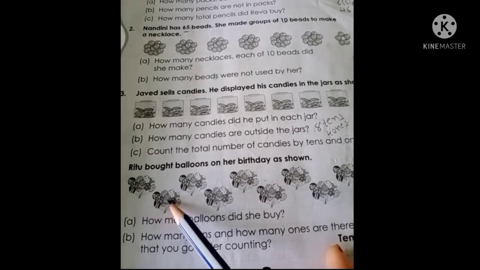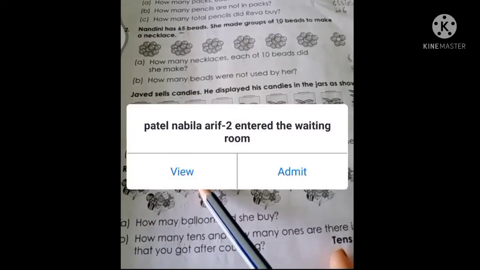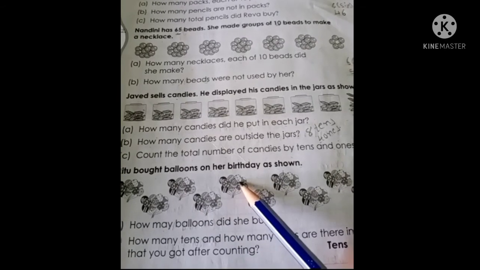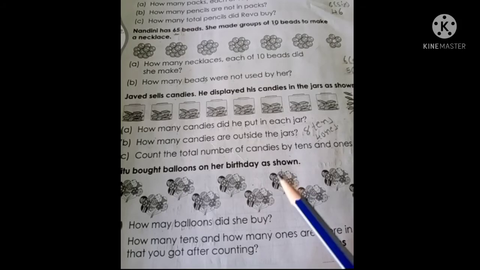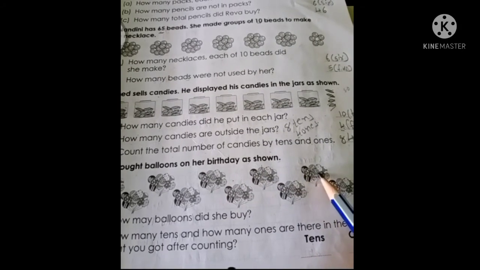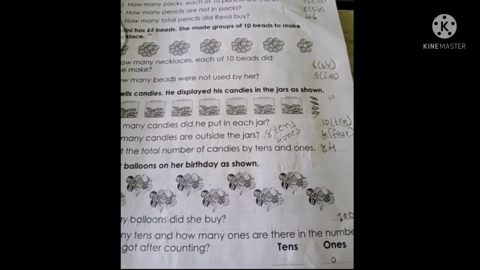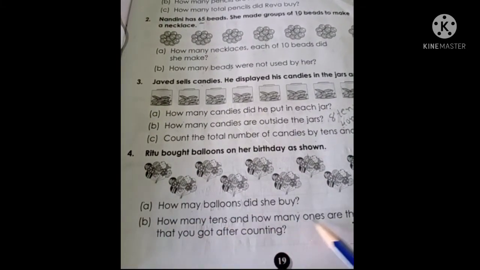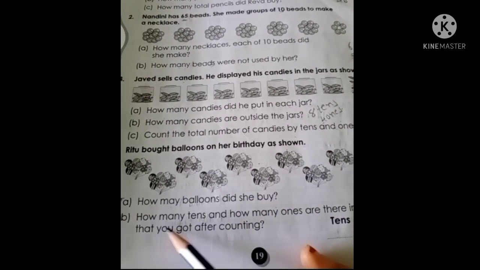So 1 means 10 plus 10, 20 plus 10, 30 plus 10, 40 plus 10, 50 plus 10, 60 plus 10, 70 plus 10, 80 plus 10, 90 plus 10, 100. What will we get? 100. Okay. So in total, how many balloons were there? 100.